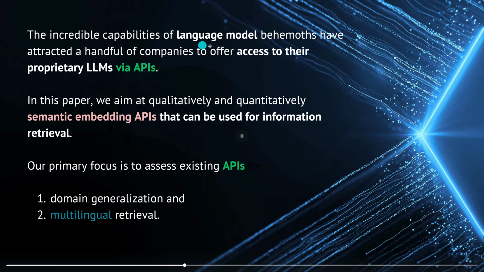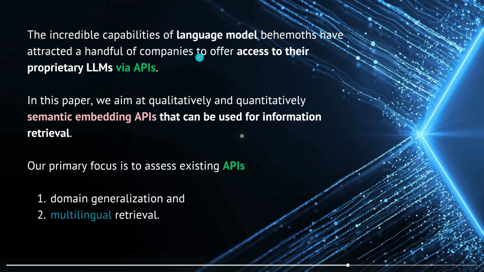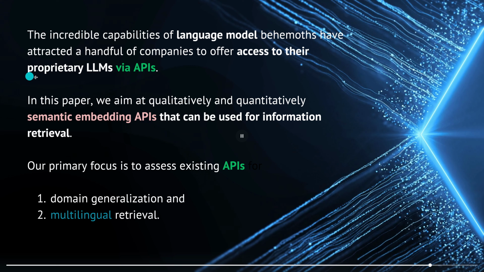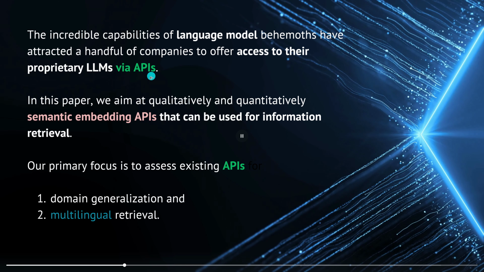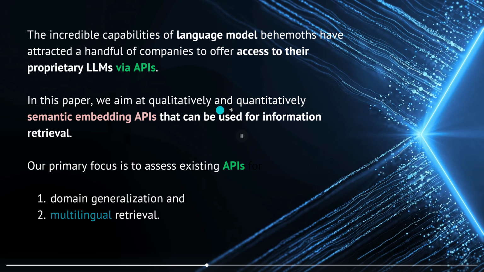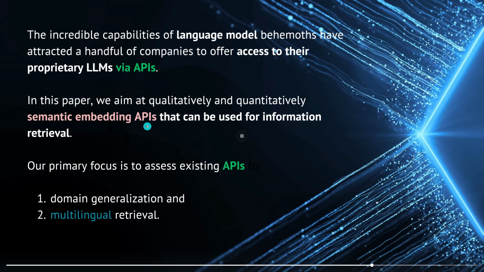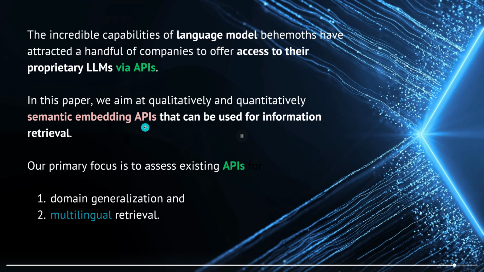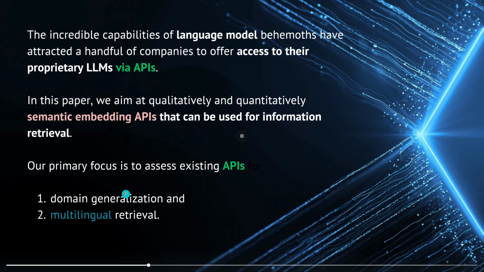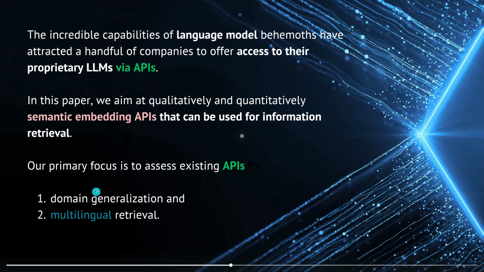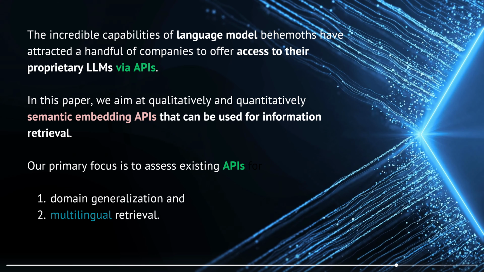Those large language models, those monster models, have some very attractive properties, and they offer access to their proprietary LLMs via their APIs. So we now aim at a qualitative and quantitative semantic embedding API evaluation. We have two tasks that we are going to assess here. The first is domain generalization. This means, can you summarize it? Can you have a question and answer session?